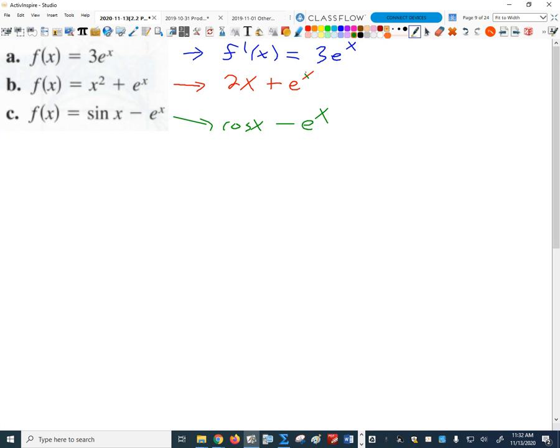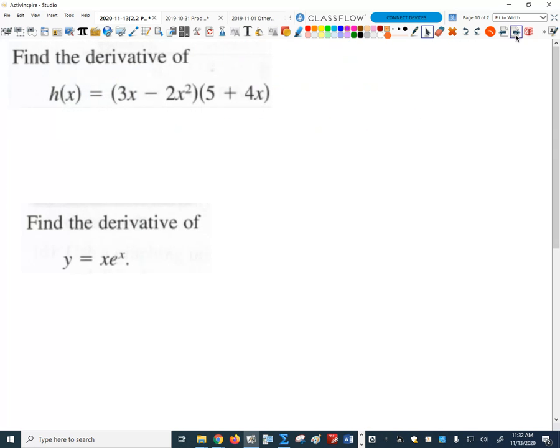These are my derivatives, right? I should have written out, this is f prime of x, and this is f prime of x. So those are super easy to use, no big deal. We just added a few more basic derivatives to our toolkit. Okay, but what happens when we run into a situation like this?